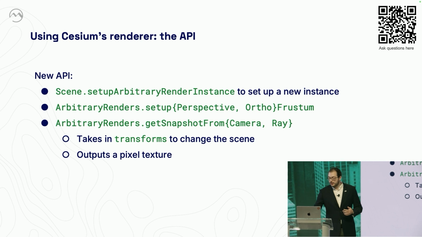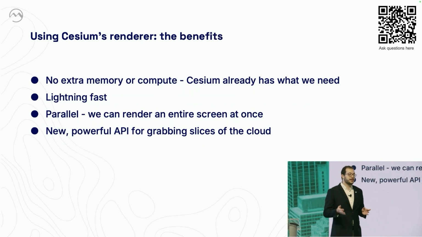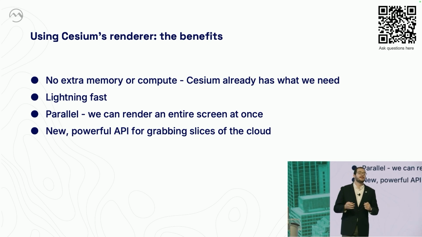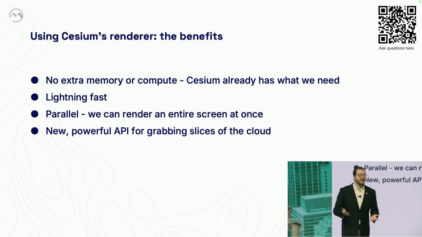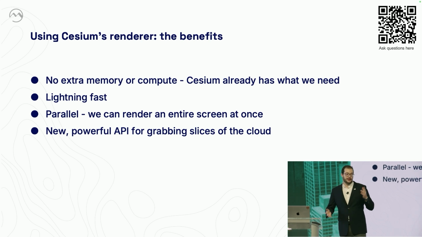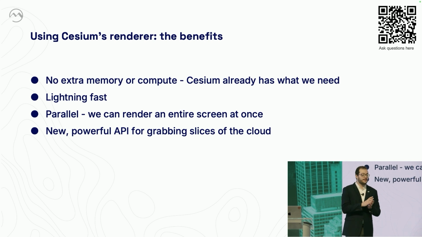And so why this is so powerful, well, we don't use any extra memory or compute, because Cesium already has everything that we need already stored in the GPU. Cesium is already rendering all this stuff like 30, 40 times a second anyway. It's lightning fast. It's very parallel because we can render an entire scene at once. And so if you want to pick 1,000 points under various positions instead of just one, you just set up your arbitrary render once and you read off the whole screen.